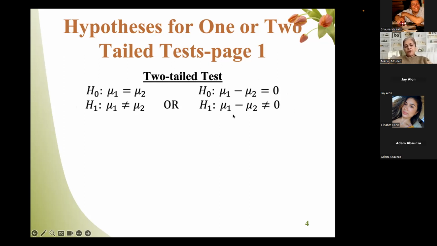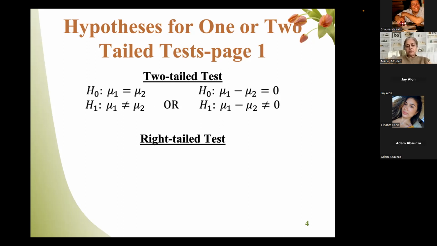There is another version that you can write, which I usually write, the left version. You can put both mu1 and mu2 on the same side by subtracting mu2 from both sides. So you get mu1 minus mu2 equal to 0. The same thing with the alternative hypothesis. Subtract mu2 from both sides, so you end up with mu1 minus mu2 not equal to 0. Okay, I really like to see the first version on the left side. Okay, that's for the two-tailed test.